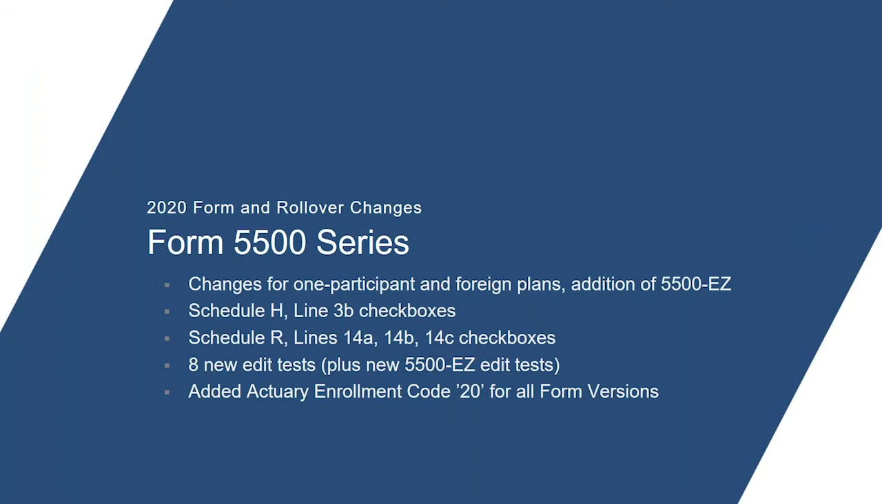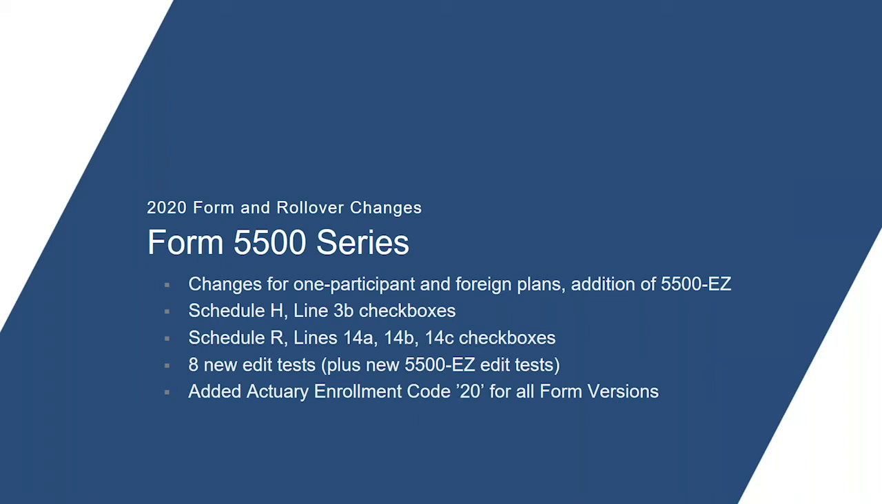Thank you, Aaron. Now we're going to walk through all the 2020 forms and rollover changes that will be effective January 1st, 2021. We're starting with the premise that you're already familiar with the 2019 Form 5500 series filing requirements. Now for the 2020 Form 5500 series, the big change is the addition of the Form 5500 EZ into EFAST. The 5500 EZ is filed by one participant plans and farm plans.